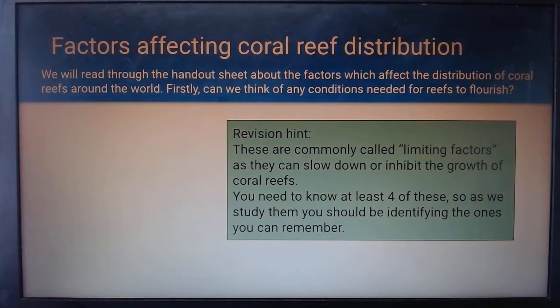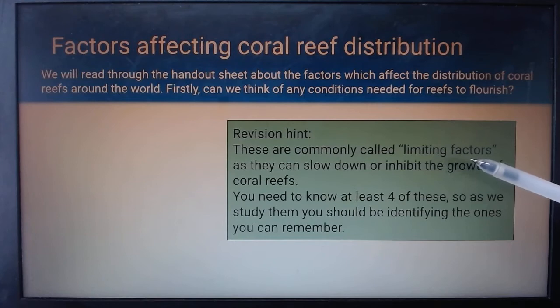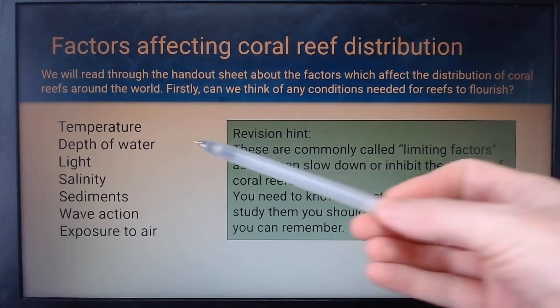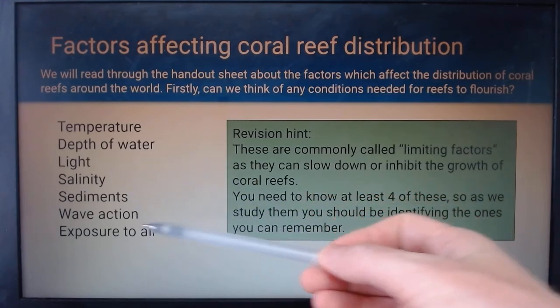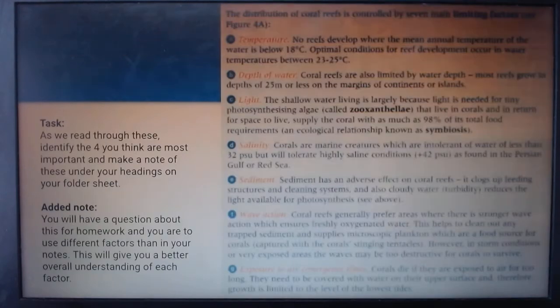Right, let's move on. Factors affecting coral reefs. What are the factors that affect where they grow? These are commonly called limiting factors. What are the things that limit where coral reef can and cannot grow? They will slow down or inhibit, meaning stop, the growth of coral reefs altogether. You're going to need to know at least 4 of these. There are 7 major ones we'll look at in a second, but you can make a note of them: temperature of the water, depth of the water, light, salinity, sediments, wave action, and exposure to air. So make a quick note of those and we move on.